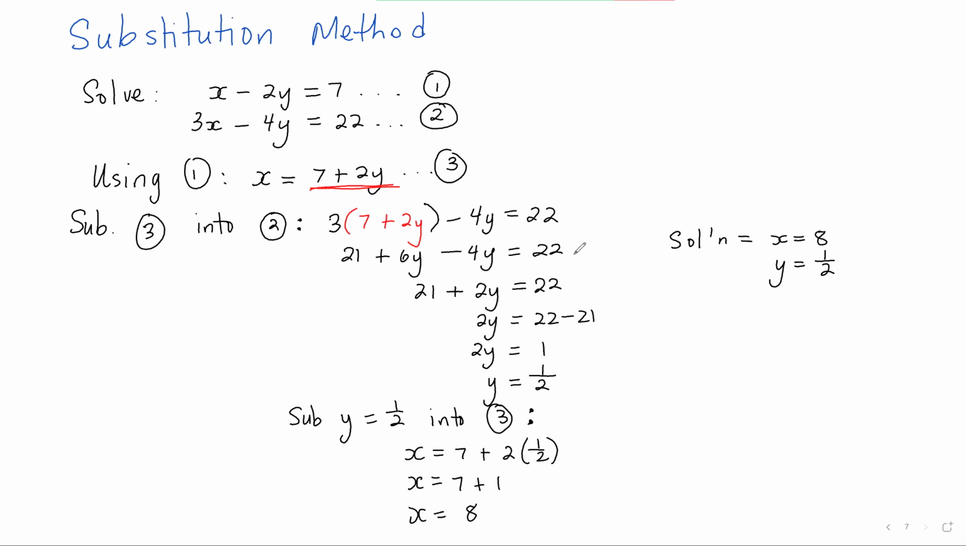And once you get what y is equal to, you can then substitute that value of y into any one of the equations. I chose to do equation 3 because it's already x is equal to that. So I would just have to simplify the right-hand side. Okay, so that's how you solve an equation using the substitution method. Let's look at another example.